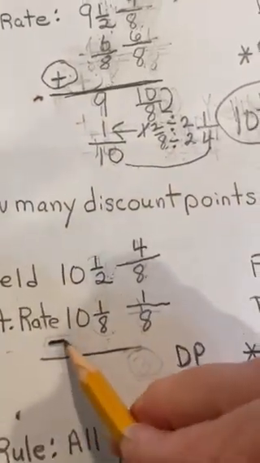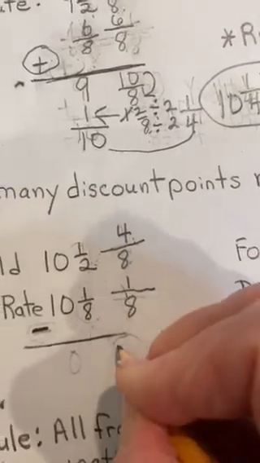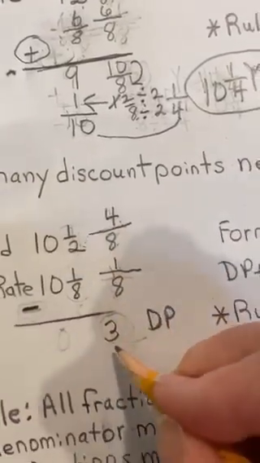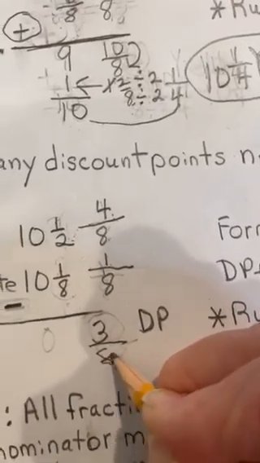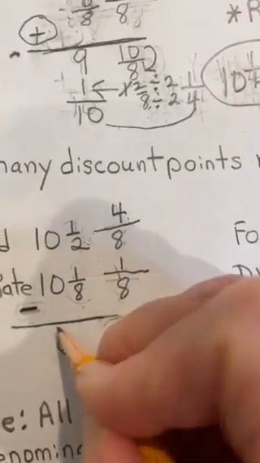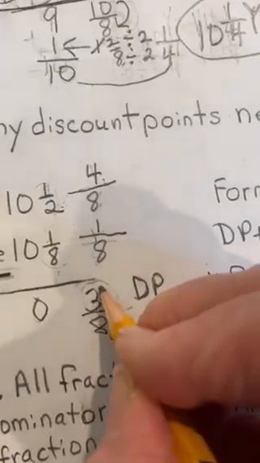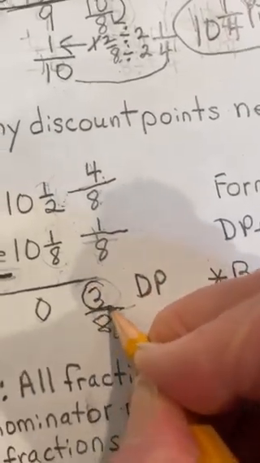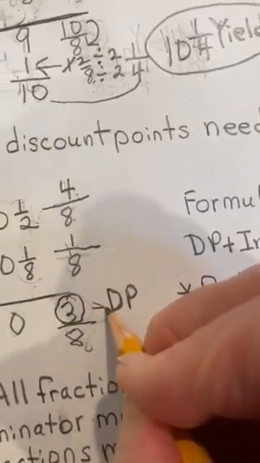And then you minus. 1 from 4 gives you 3. And your bottom number will be 8. And 10 from 10 will give you 0. So for discount points, we know that the top number is your discount points. So the answer for discount points would be 3.